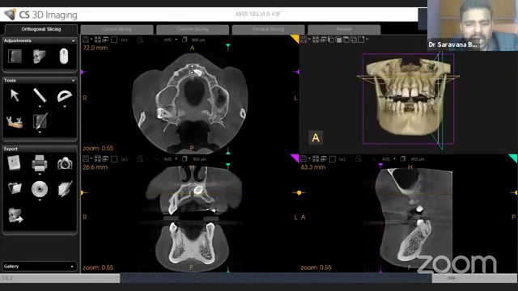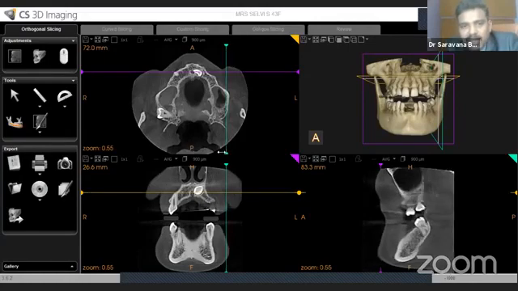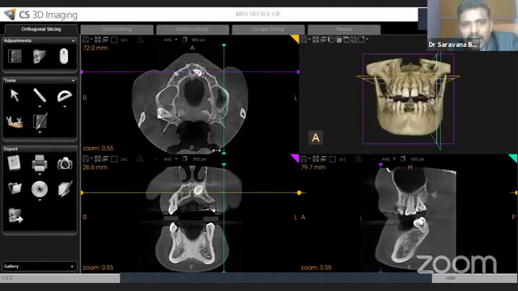Okay, what is this structure? This structure is the incisive canal or incisive foramen. It is just close to the crown of tooth number 23. Now I am moving the sagittal slice exactly to the tooth number 23 coronal level.